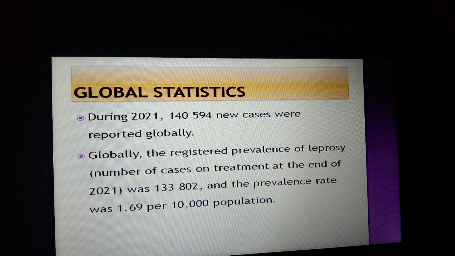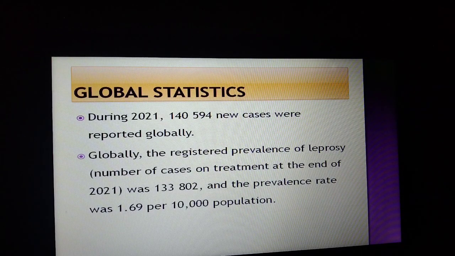Next we'll study global statistics. Global statistics means across the globe. Cases across the globe are called global statistics. So during 2021, there were around 40 lakh 594 new cases reported globally.